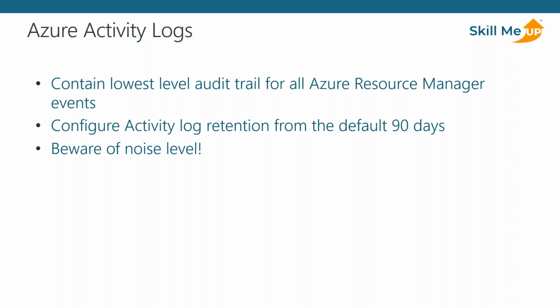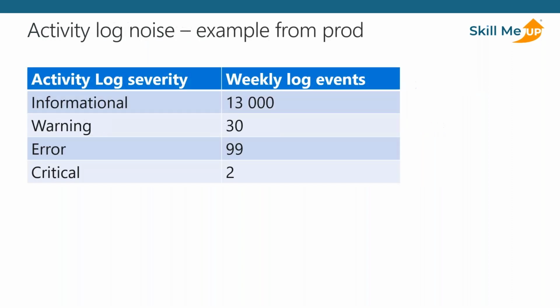But you should be aware of the noise level as well. Here's a quick example from production. This is actually from one environment only. Not highly sophisticated, but a medium complexity. There were some event hubs, some different tiers of compute, some databases, and without any active development, just from auto scaling and other types of events, we got quite a big amount of weekly log information.